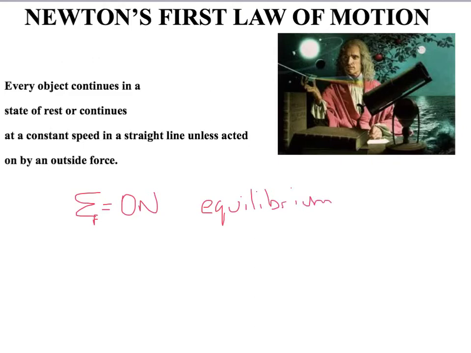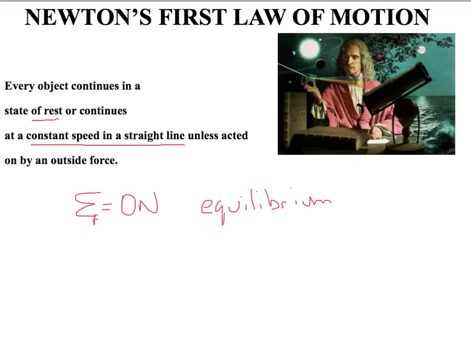And an object at equilibrium could be at rest in static equilibrium or moving in dynamic equilibrium. And an object in dynamic equilibrium has to be moving at a constant speed in a straight line. So you could reword this as saying every object stays in equilibrium unless there's an outside force acting on it.